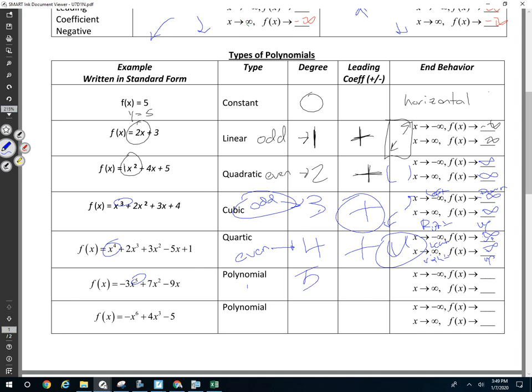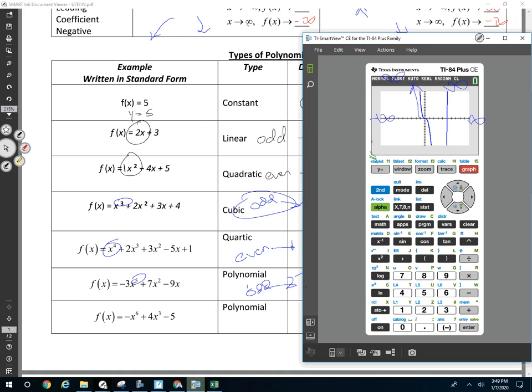All right, now, change it up. x to the fifth, odd number, but the leading coefficient is negative. Think about it. Remember, we can always go back to the difference between what x cubed and x squared looks like. The most basic even power is x squared. It looks like a U. The most basic odd power is x cubed. It looks like that.